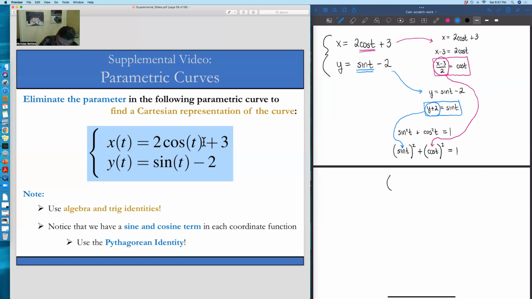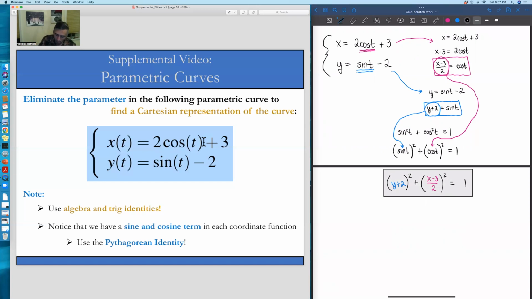So let's make that substitution next. Sine was y plus 2, so we take y plus 2, put it in for sine, square it, and now we add to it what we have for cosine, which is x minus 3 all over 2. We can square that, and that quantity altogether equals 1. So we've effectively eliminated the parameter from that parametric curve, and we have a Cartesian representation of it, a relationship between our x and our y.